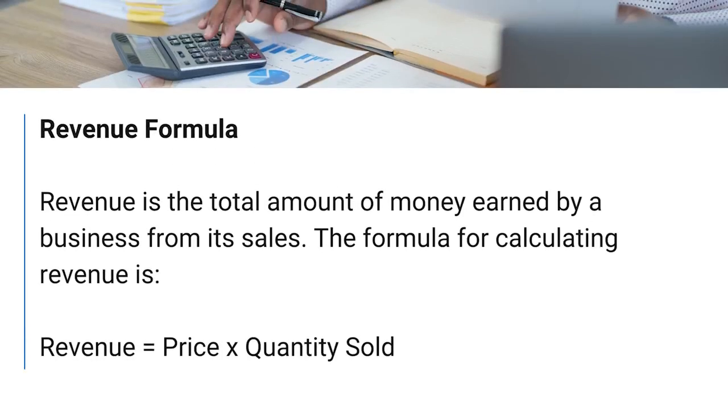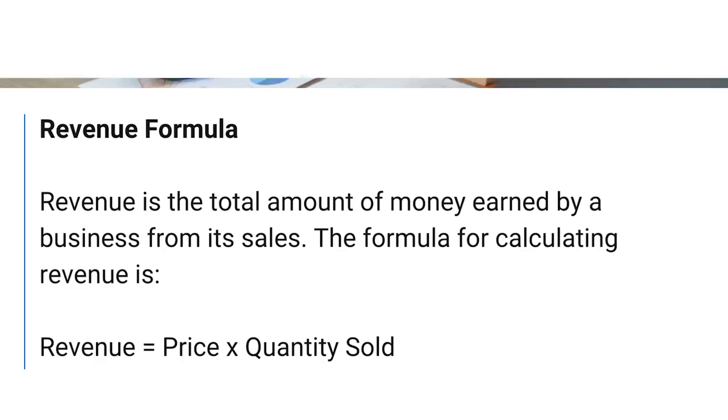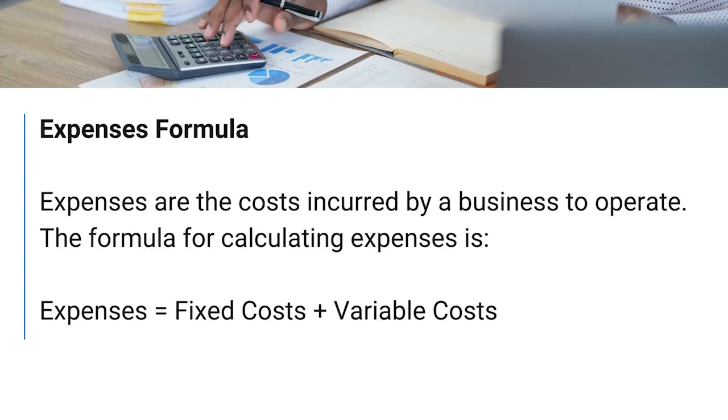Revenue formula. Revenue is the total amount of money earned by a business from its sales. The formula for calculating revenue is revenue equals price times quantity sold. Expenses formula. Expenses are the costs incurred by a business to operate. The formula for calculating expenses is expenses equals fixed costs plus variable costs.